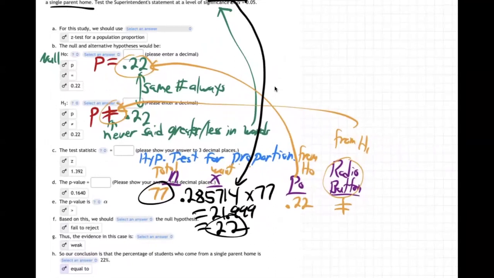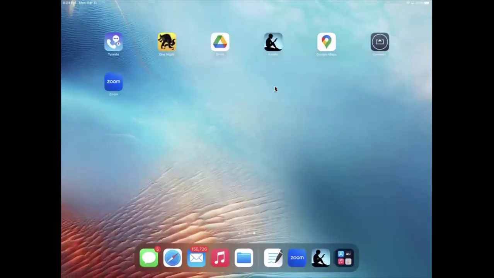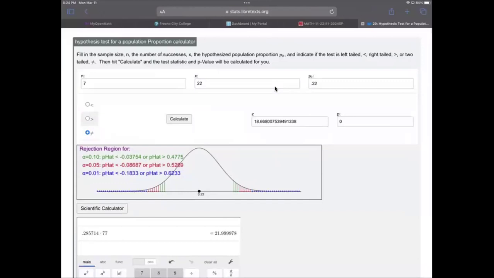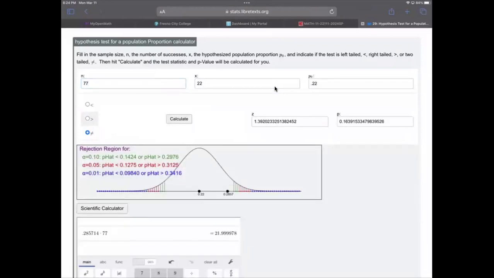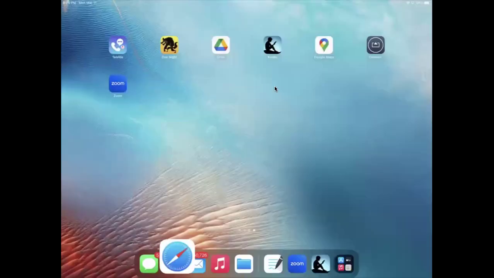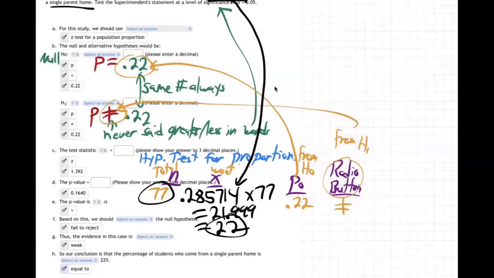Oh, did I do something wrong? Did I do 0.22 for the thing? Oh, look, yeah, I did. Oh, N's only 7. That should be 77. Let me try again. Calculate. There we go. Now I'm just showing you how easy it is to mess up. I'm of course joking. So now my N is correct, 77. There we go. Z is 1.39. The P is 0.1640. Let's see if that's right. 1.39. Yeah. Z is 1.39. There's the P value. All right. So there's how we get the Z and the P.